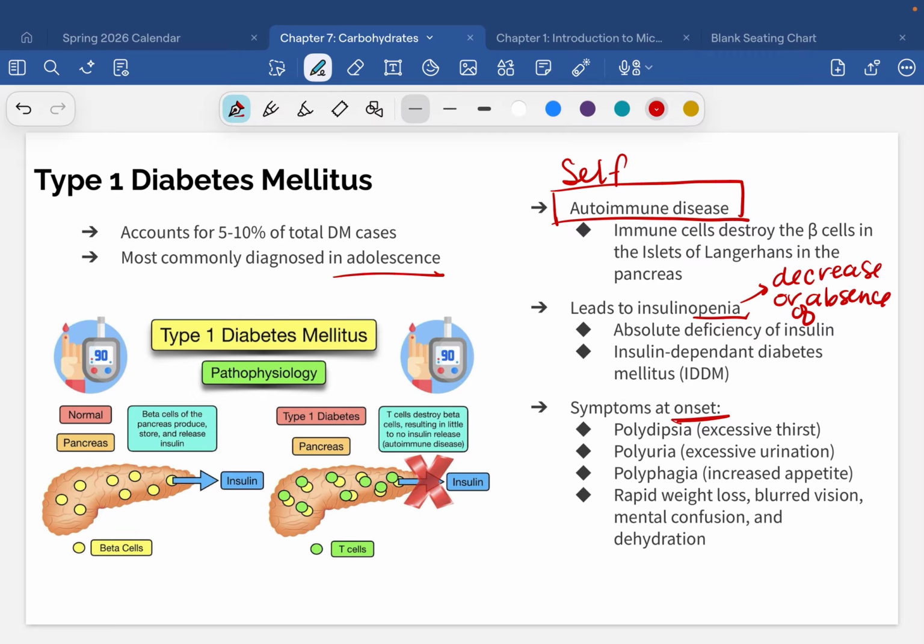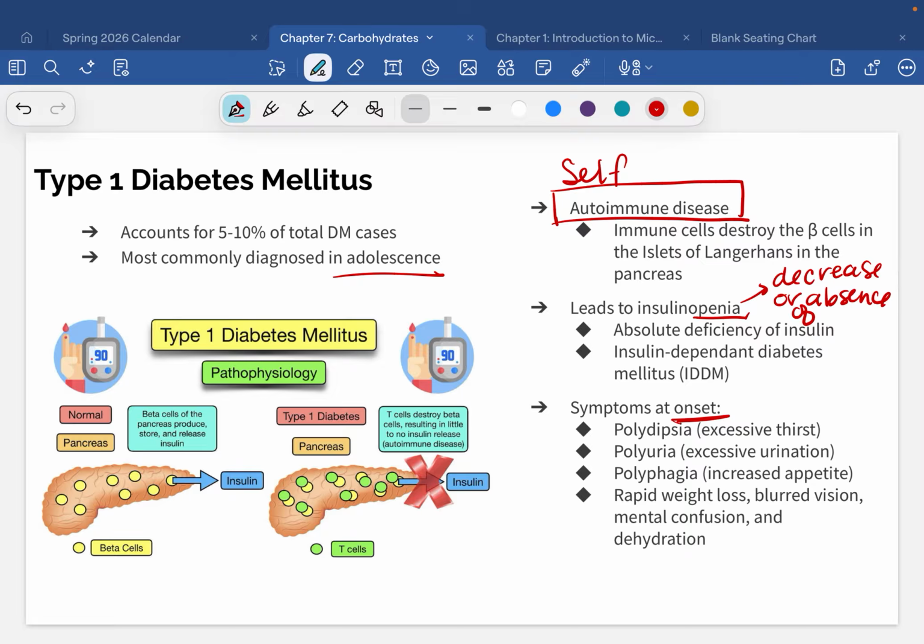It's like trying to dilute ocean water, right? It's too concentrated. There's too much glucose. And so your body has these signals to drink more water to try to dilute out the glucose. And then the excessive urination is linked to the excessive thirst. If you're drinking gallons and gallons of water every day, you're going to be peeing out gallons and gallons of urine.